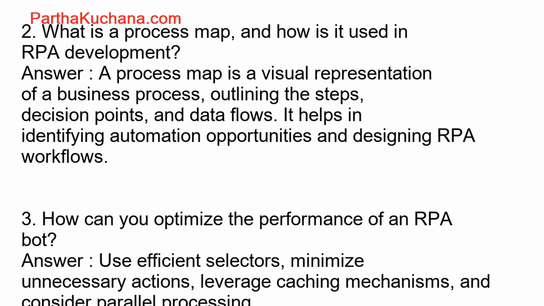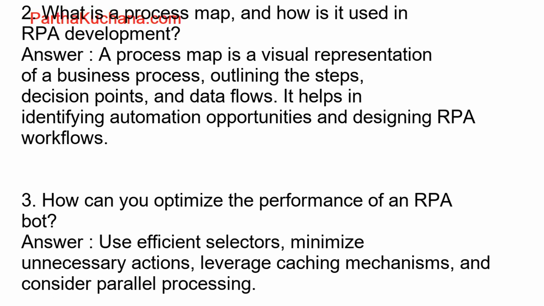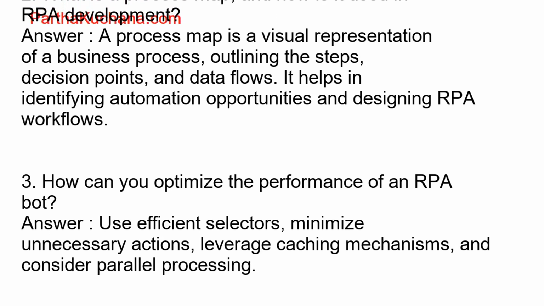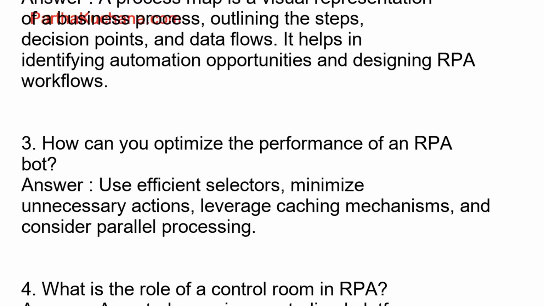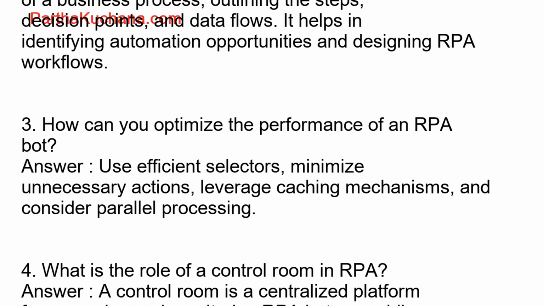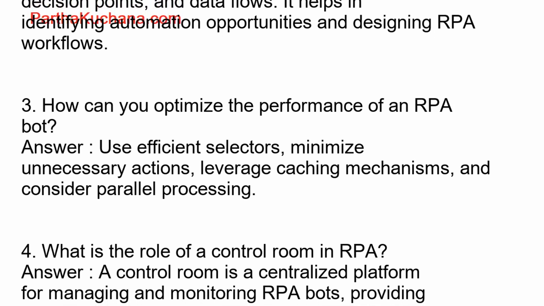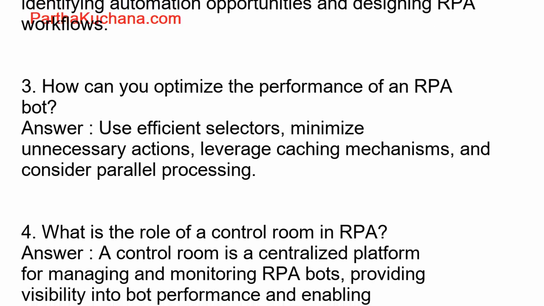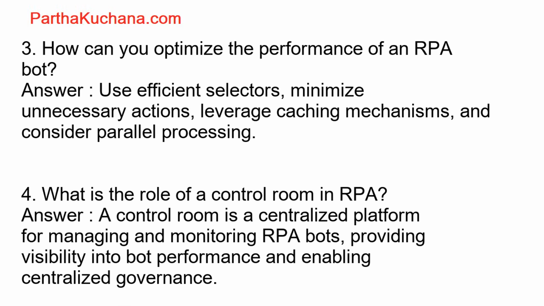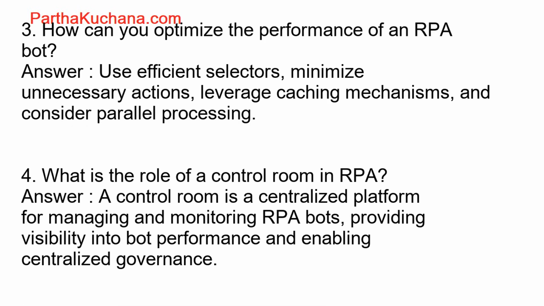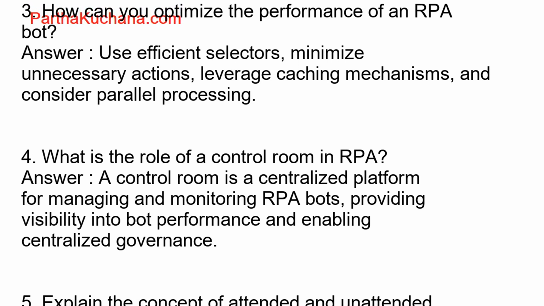enabling centralized governance. 5. Explain the concept of attended and unattended automation in the context of RPA. Answer. Attended automation involves RPA bots that require human interaction to initiate or complete tasks, while unattended automation allows bots to run autonomously. 6. How can you handle dynamic elements in RPA automation?